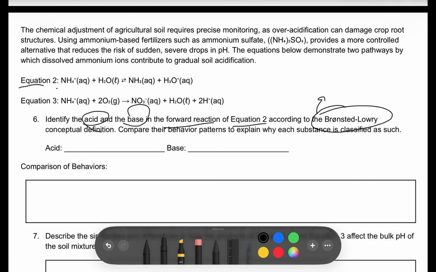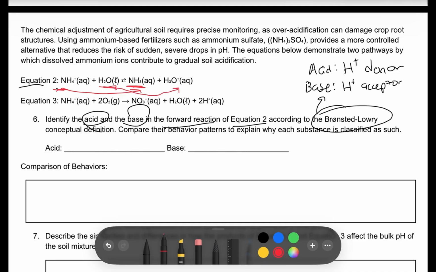Well, if we remember from our previous notes above, that an acid is the proton donor and a base is a proton acceptor. So if we look at equation 2, which compound is losing a proton and which one is gaining? Well, let's look at NH4. NH4 turns into NH3. So it's losing a proton. It's losing an H plus ion. And then we can see that H2O is gaining an H plus ion because then it becomes H3O plus.